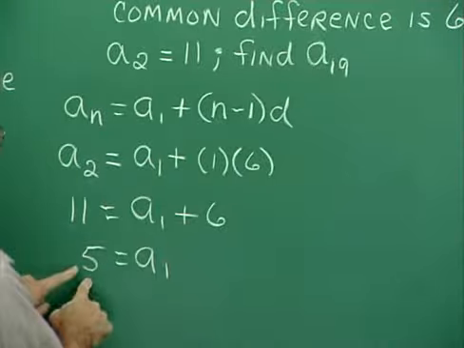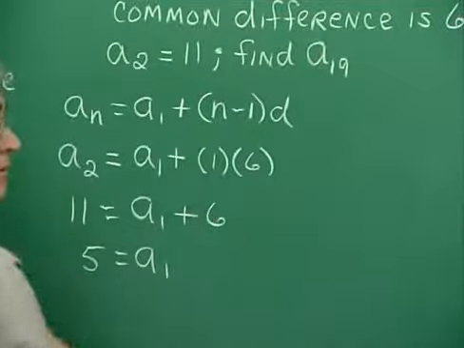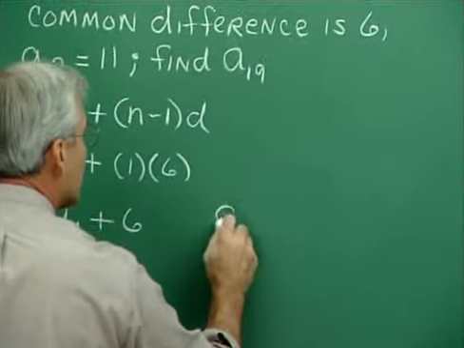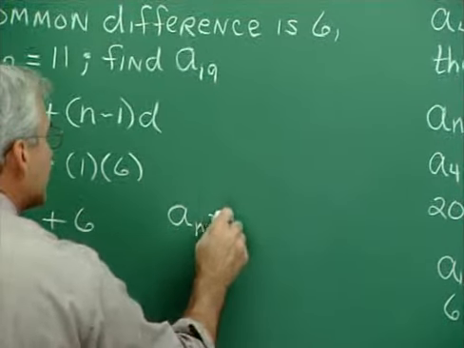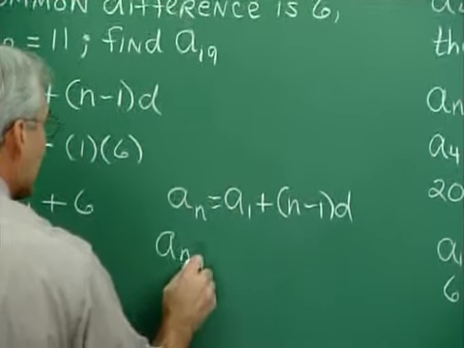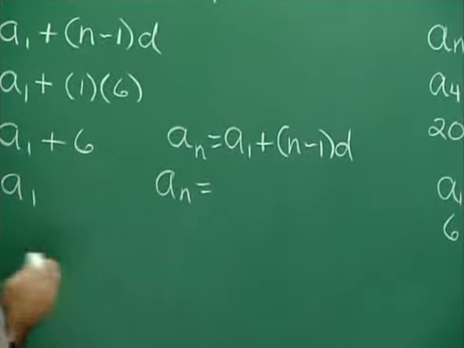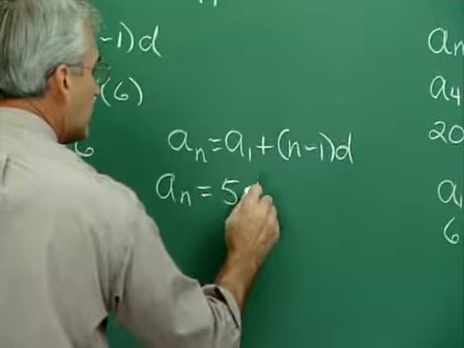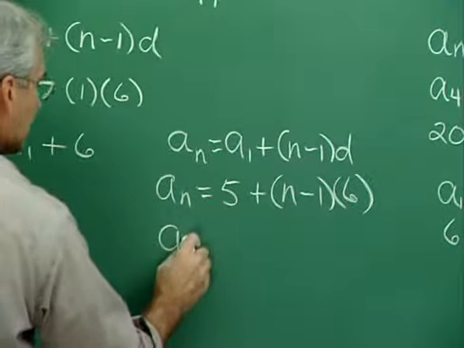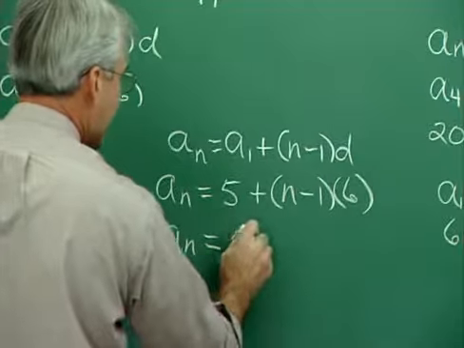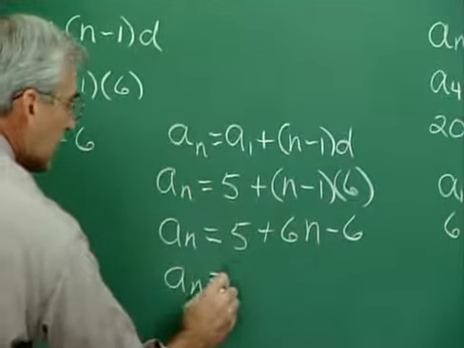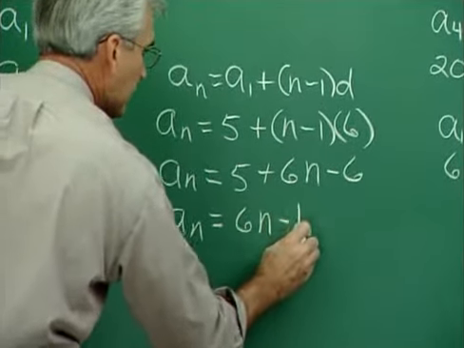Okay, now, if a sub 1 is 5, and the common difference is 6, given up above, then the general idea is this. You can just start from the very beginning. You can say, well, a sub n is a sub 1 plus n minus 1 differences. So a sub n then, the general idea in this sequence is 5 for a sub 1 plus n minus 1 times 6. And then simplify here. So a sub n then is 5 plus 6n minus 6. So a sub n turns out to be 6n minus 1.